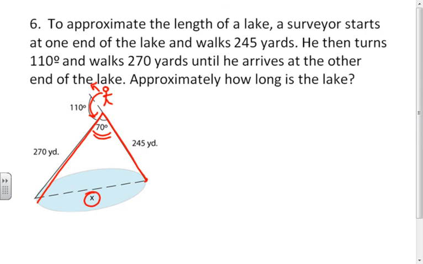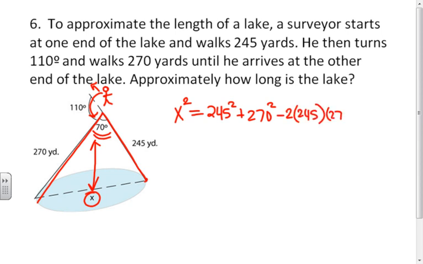So this is a scenario where I have that side angle side, and it has set itself up perfectly for law of cosines. So x squared is equal to 245 squared plus 270 squared minus 2 times 245 times 270 times the cosine of 70 degrees. So I've bookended those two. So our numbers are going to be quite large.